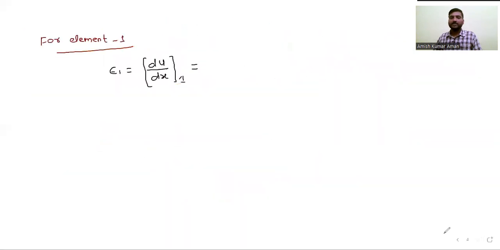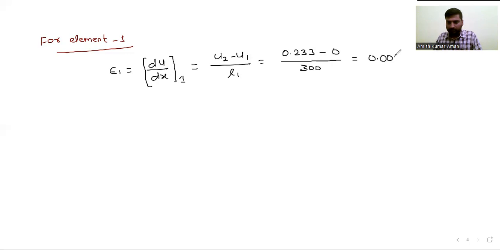So directly we can write u2 minus u1 upon L1. The u2 value we have already calculated. U2 value is 0.233. U1 is fixed, so 0, upon L1. L1 is 300 mm. So we are going to get this value as 0.000776. Strain. What will be the unit of strain?